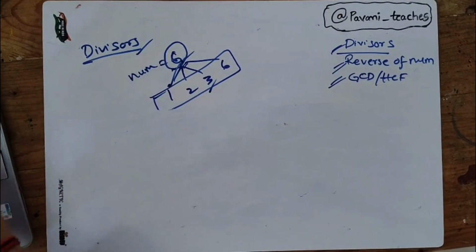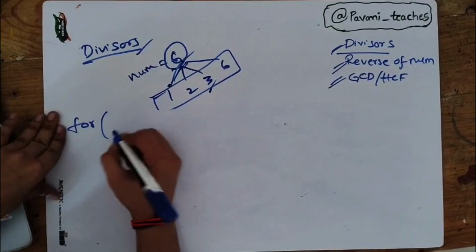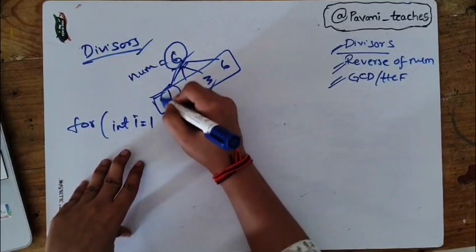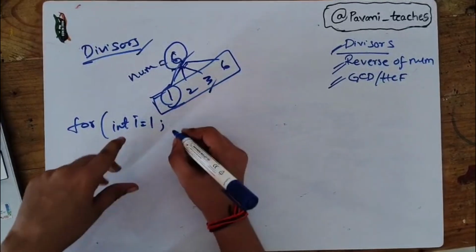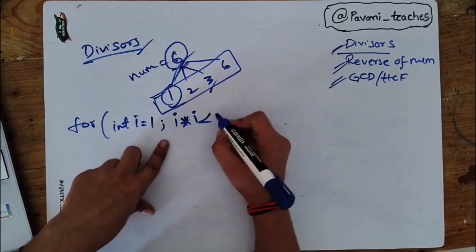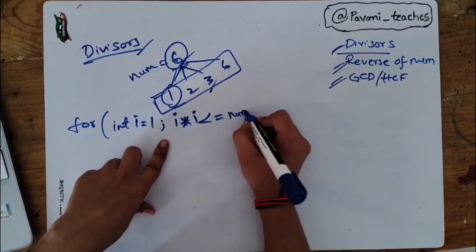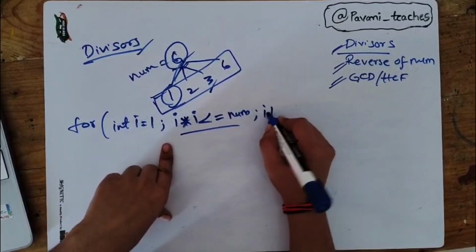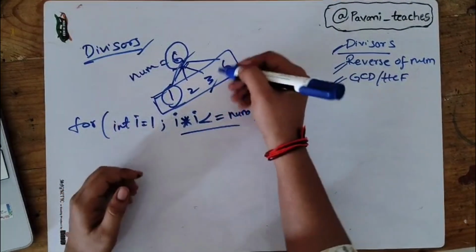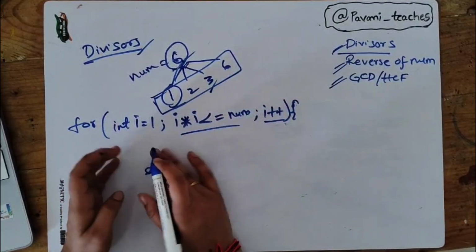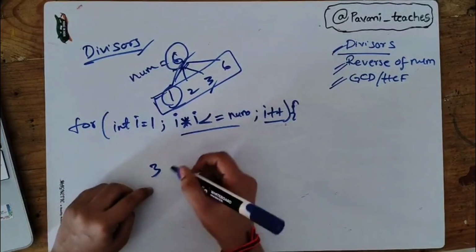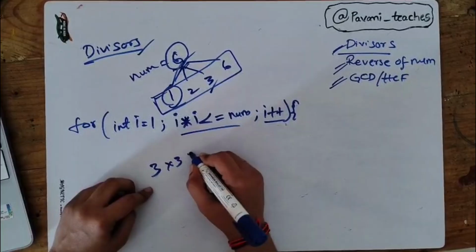I'll take a for loop, where this for loop starts from i equal to 1, because every divisor starts from 1. Then this i iterates while i into i is less than or equal to the given number. I'll explain this. And this i will be incremented by 1 every time. Here, as before, we checked up to 2 or 3. Here 3 into 3 is less than or equal to num.